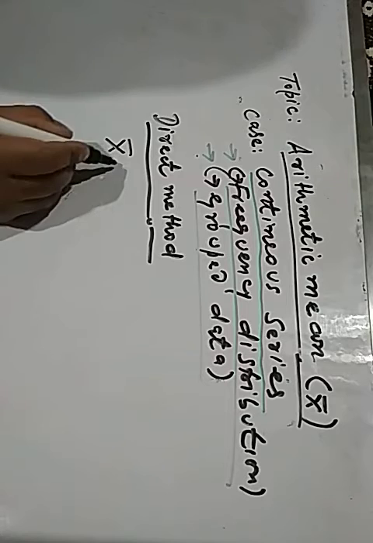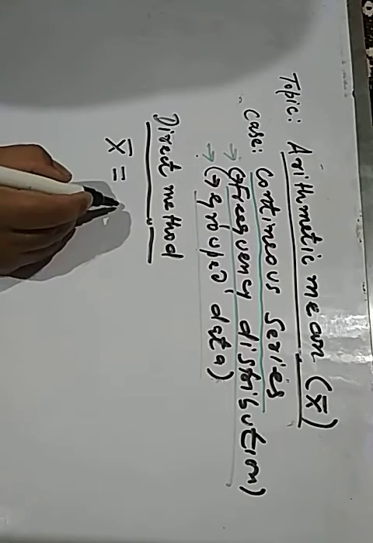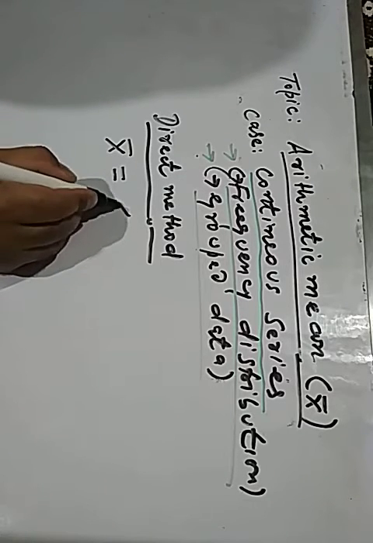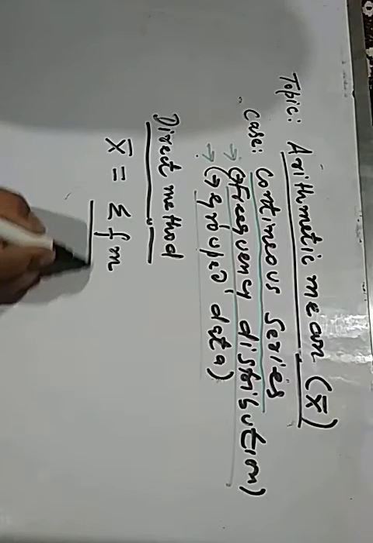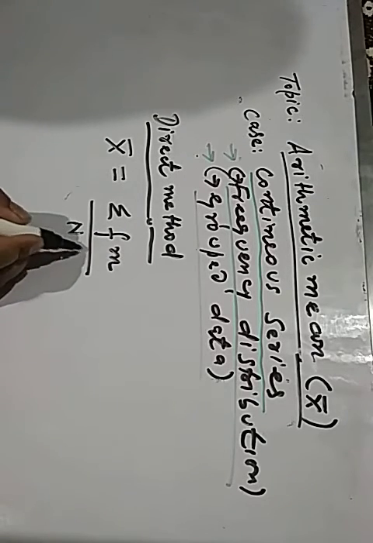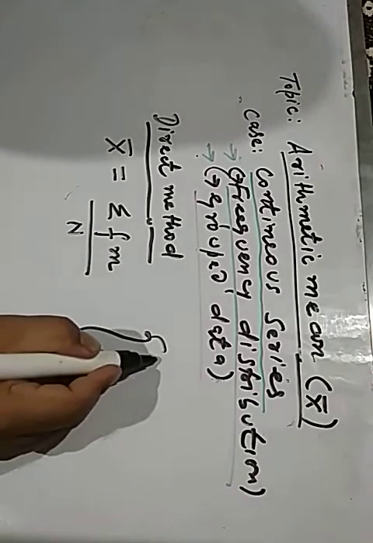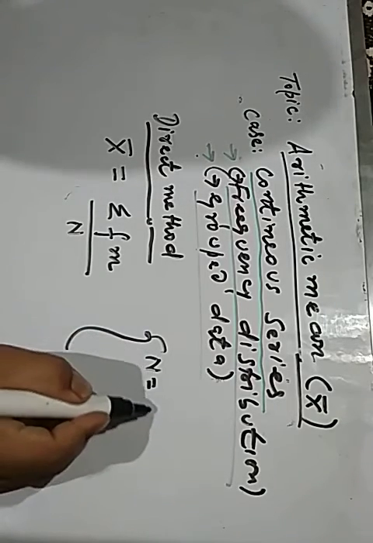And now we will come to the topic, that is use of the direct method for calculation of arithmetic mean in case of continuous series. The formula is given as x bar is equal to sigma fm divided by n, where n is equal to sigma f.